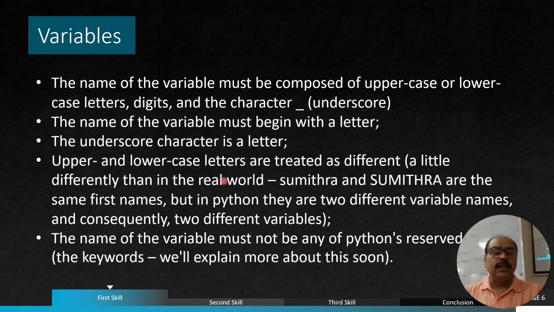For example, you can declare two variables, one with a capital and another with a small letter. For example, Sumitra and sumitra are the same first name, but in Python, they are two different variables. If you use a capital letter, it is a different variable name. If you use a small letter, it is a different variable name. The name of the variable must not be any of the reserved keywords in Python. These are the rules to be followed while declaring a variable. I'll explain each of these rules one by one with examples.